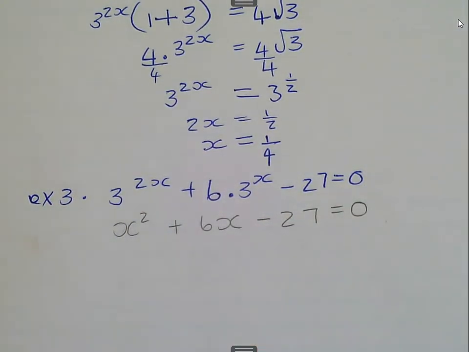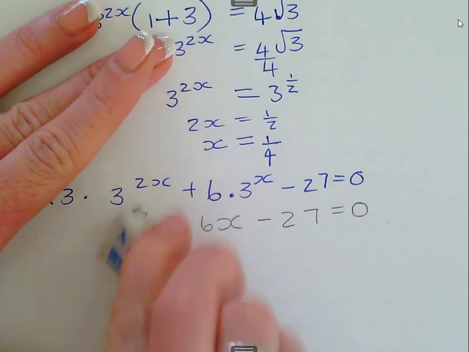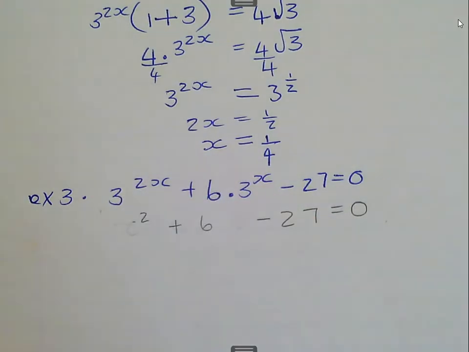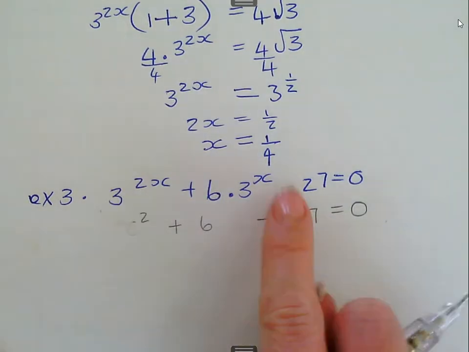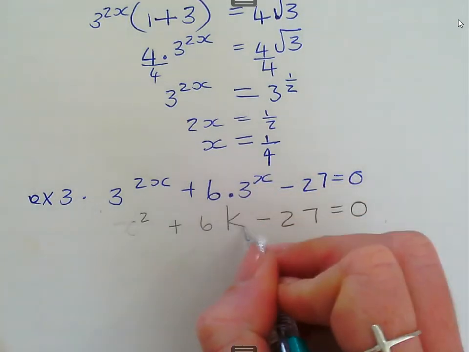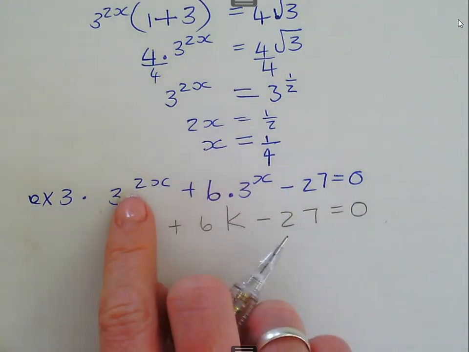Would you be able to do that sum? Which factors of 27 will give me 6? 9 and 3. 9 minus 3 will give me 6. Can you all see that? Okay. Now there is the secret to this one. We can also use the K method. Let me put in a K so it's not confusing. I can't make this term K because this term doesn't repeat. Can you see that? But I can make this term K because this term repeats there.